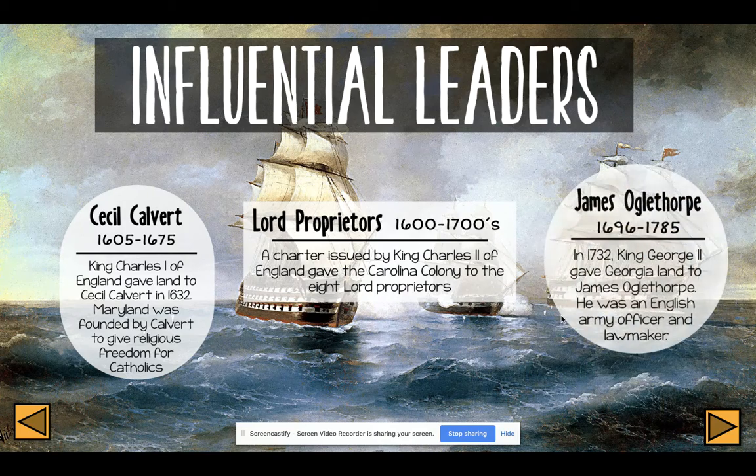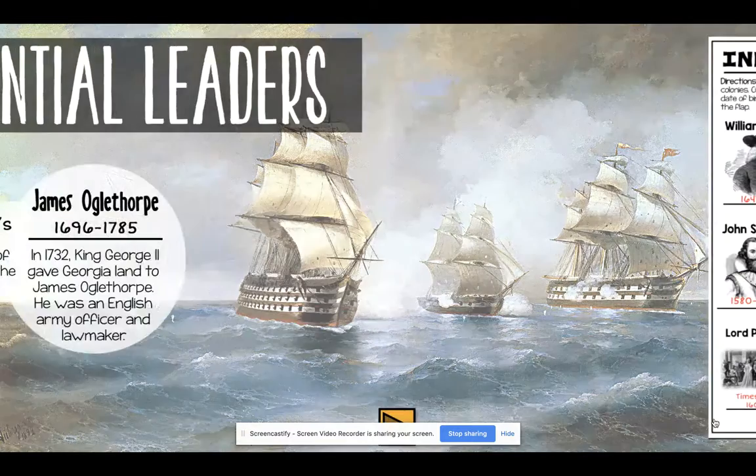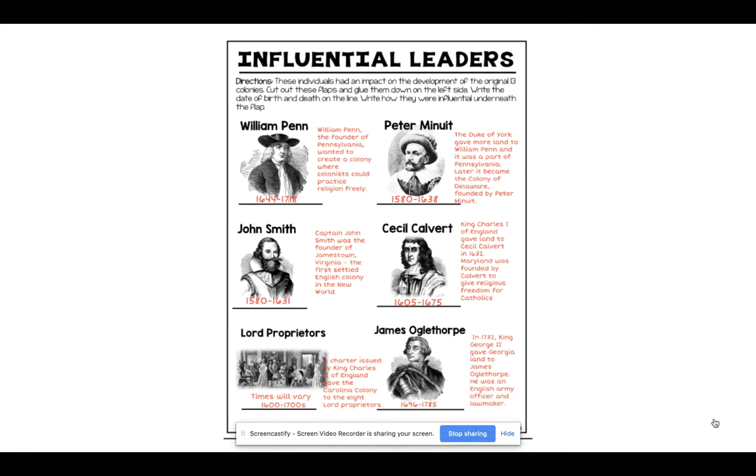And then lastly, we have James Oglethorpe in 1632. King George II gave Georgia land to James Oglethorpe. He was an army officer and lawmaker. Now remember, Georgia was that military state, because Spain was down in Florida, and so they wanted a protective kind of colony that was there. And so people who needed to pay debt went there, as well as the military, so that it kind of could protect the other colonies.